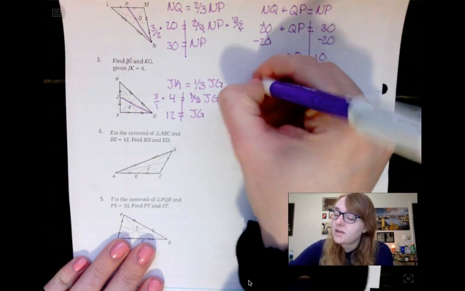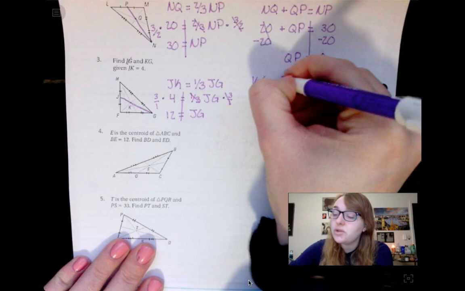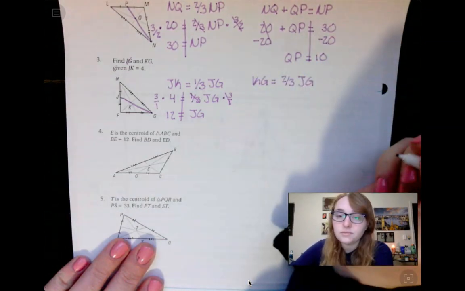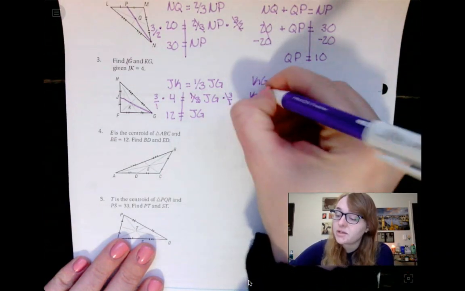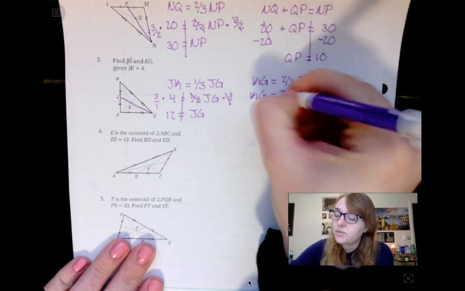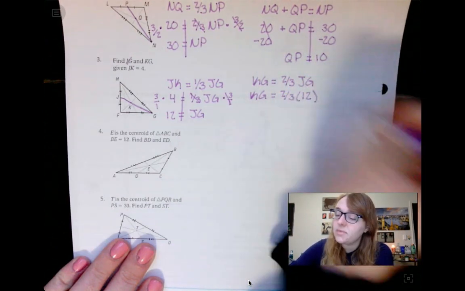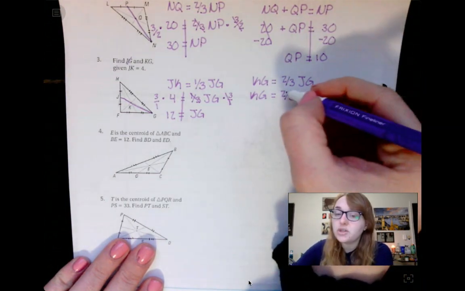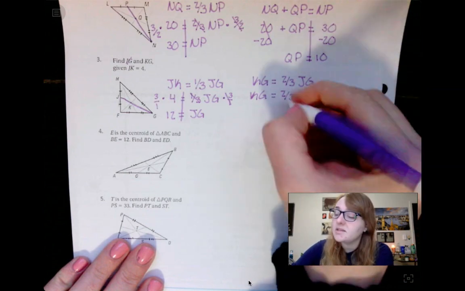So we have KG, centroid to midpoint, or centroid to vertex, my apologies, is equal to 2/3 of the entire thing, JG. Now we just solved JG to be 12, so we're going to copy this equation down and write 12 in place of JG. Now using our fraction trick, 12 times 2 is 24, divided by 3 is 8.